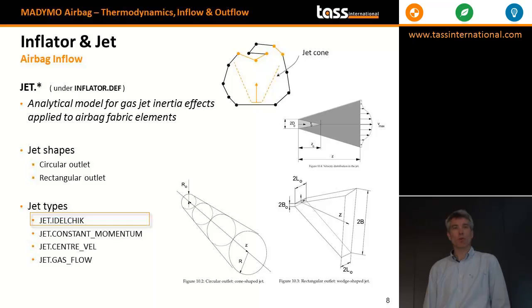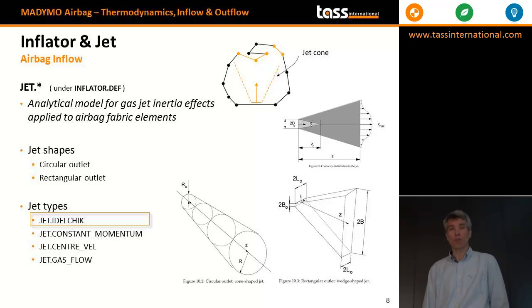Here you see a little bit more information about those jets. At the very top you see a jet cone, and let's assume it's an idle chick jet. First thing which is seen is that the jet is inside the airbag. Then there is something like a cone, a MADYMO loop to which elements it has to apply an extra force due to the jet. This is an empirical based jet, and that is what you see in the next picture.